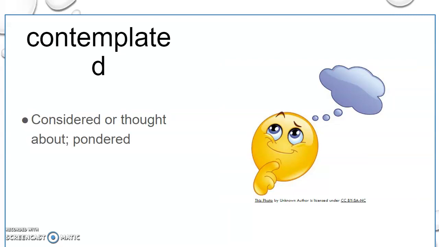Contemplated. Oh, friends, that D just got in the wrong place. It should be right next to the E. I'll make sure that's correct in your Google Slides. Contemplated means considered or thought about or pondered, right? Me, I'm contemplating running 3 miles this evening, okay? Maybe I'll only run 1. I'm going to run something, but I'm contemplating running 3. I'm just not sure how many I'll run. And again, it is a verb.